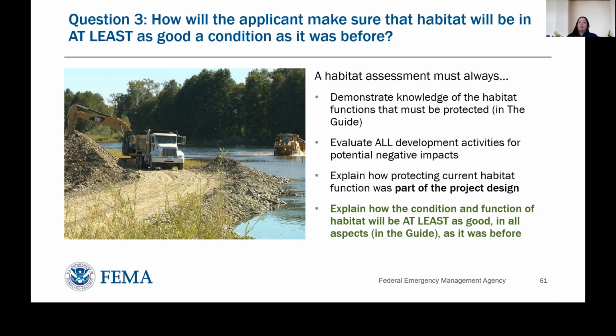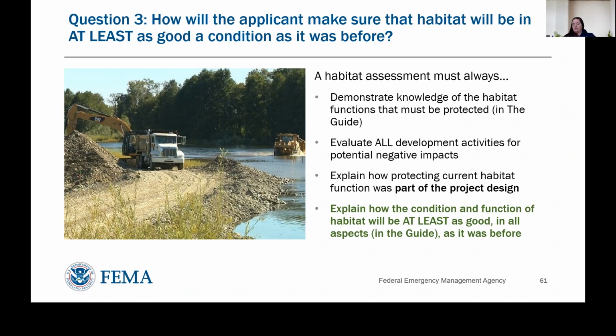It should explain how protecting current habitat and function was part of the project design. We talked about that. That really needs to be in there, because when you're going through that mitigation sequence, decisions about what you're actually going to build and where you're going to build it should be part of it. So why, having gone through thinking about habitat impacts, why is this your best proposal for what you want to do with your property? And then, of course, explain how the condition and function of the habitat will be at least as good in all aspects, and those aspects are listed in the guide, as it was before.